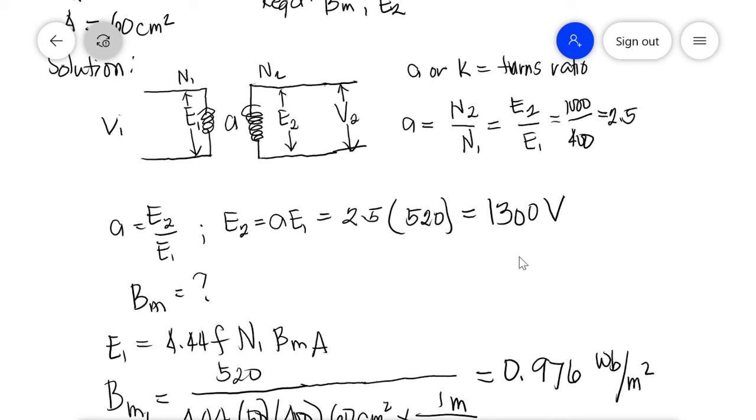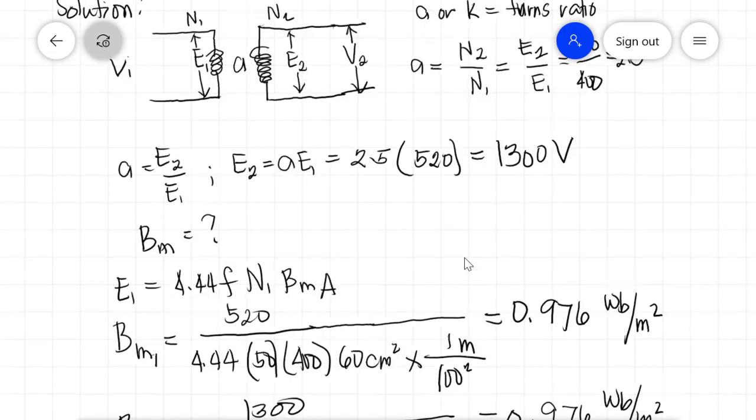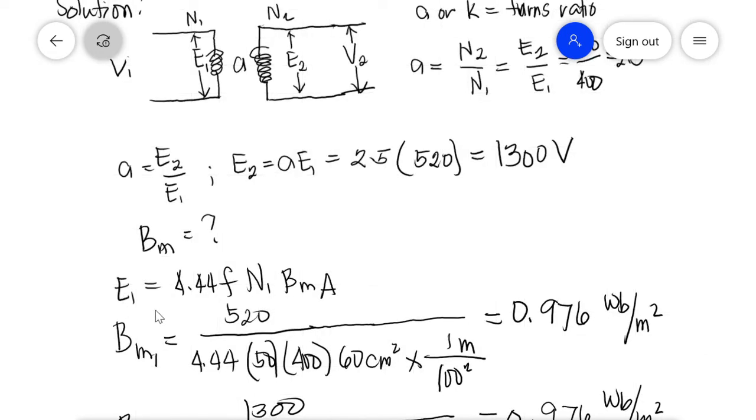So as you can see, the induced EMF at the primary is less than the induced EMF at the secondary because of the turns ratio. It is directly proportional. As the turns ratio becomes larger, it will also result in a larger amount of voltage. So from our formula, E1, we can solve Bm at the primary and secondary.